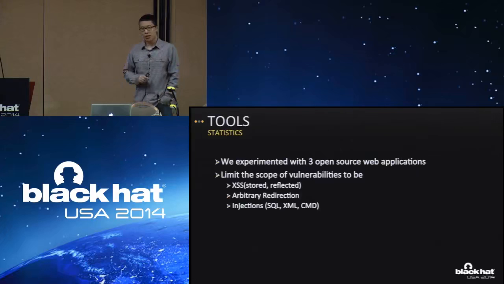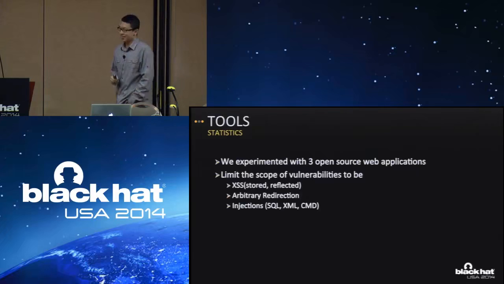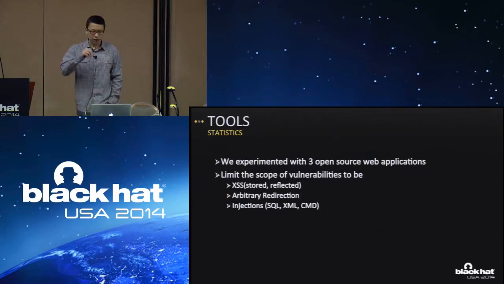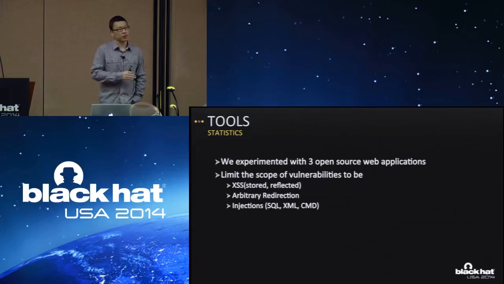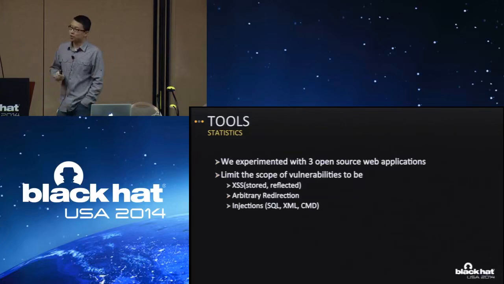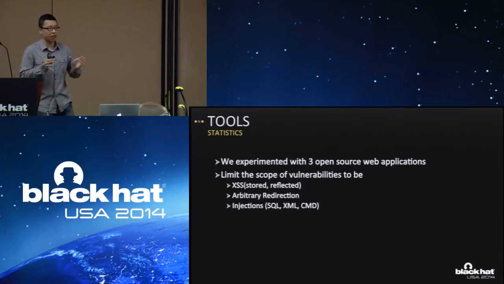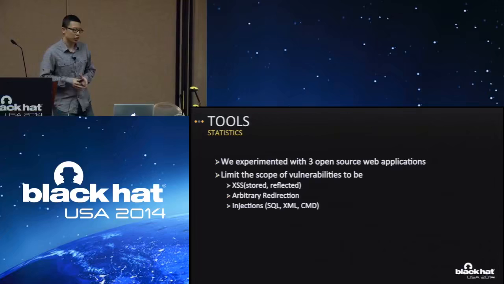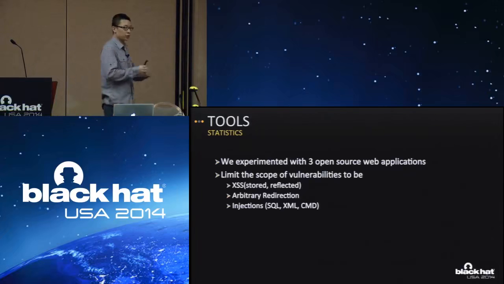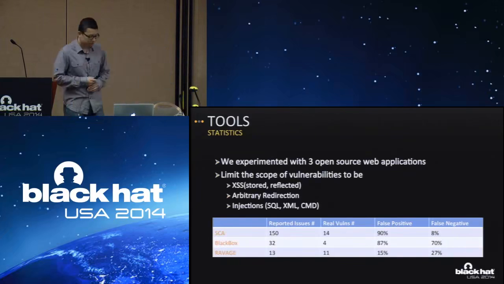But I can show you the statistics. First of all, we only limit the scope to a few vulnerabilities: XSS, arbitrary redirection, and a few injection flaws. The reason for that is that RAVAGE is still a new tool, and we don't have a very rich rule set yet. So to have a fair comparison with other tools that are much more mature, we only limit the scope to the rules we have. So here are some figures.